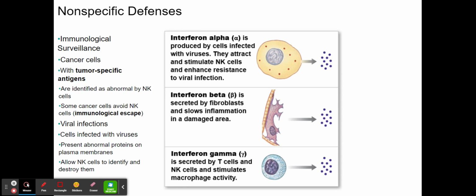This process of avoiding detection or neutralizing body defenses is called immunological escape. Once immunological escape has occurred, cancer cells can multiply and spread without interference by NK cells.